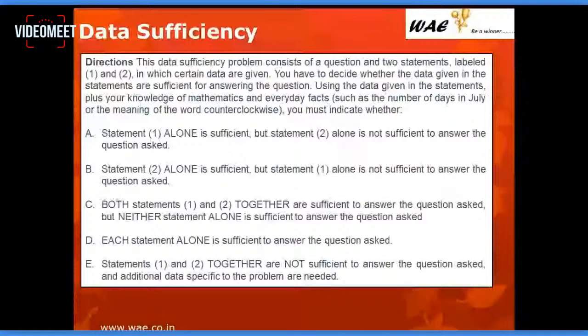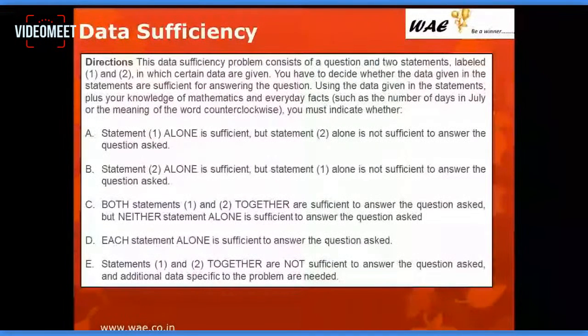Now see this slide. This is the standard way a data sufficiency question is asked. They will give you the options: A, B, C, D, E. We would always talk in terms of S1, S2, so that we don't get confused even if they change the text of the options. The first thing we will do is customize the options in terms of S1, S2. Now statement 1 alone is sufficient, that means S1 alone is sufficient, but S2 is not sufficient.